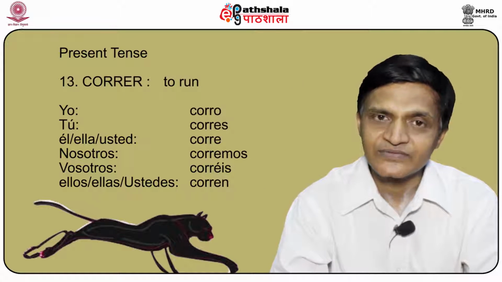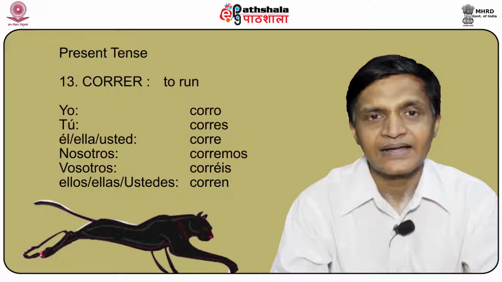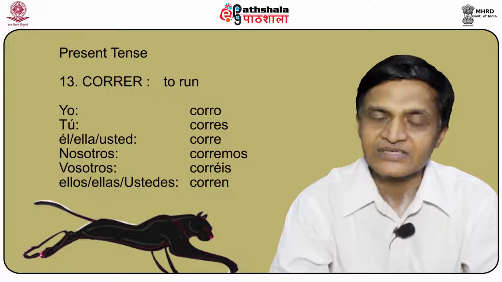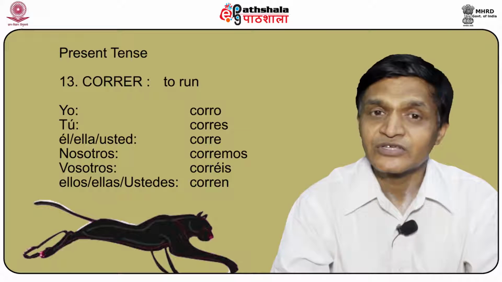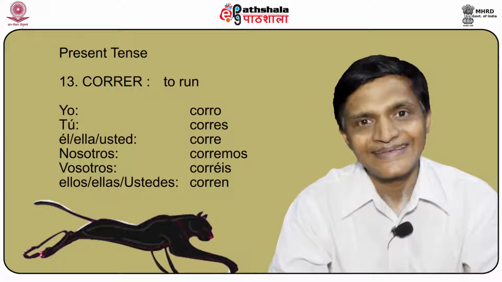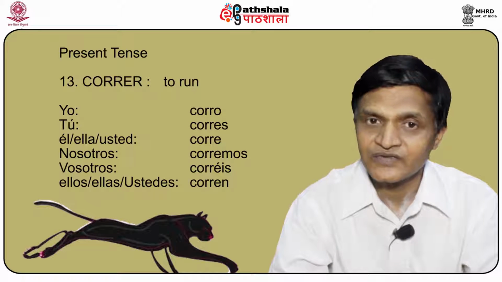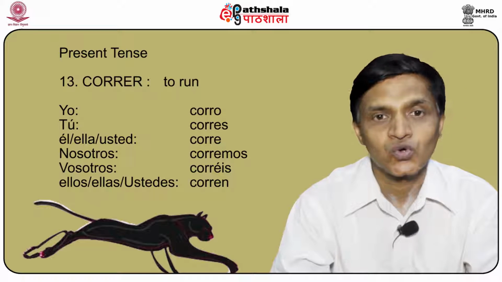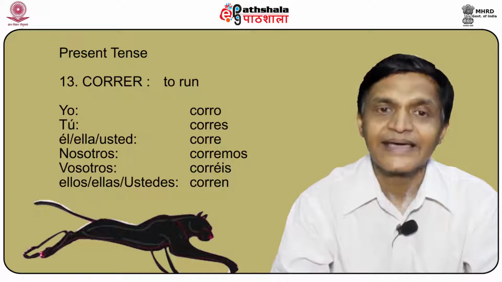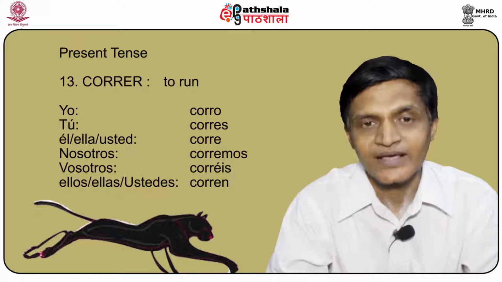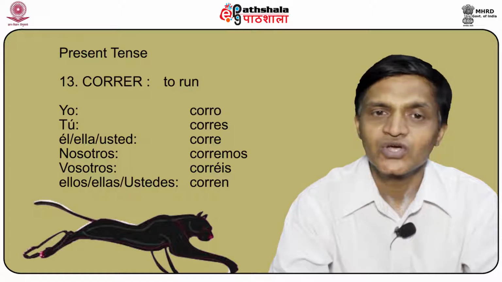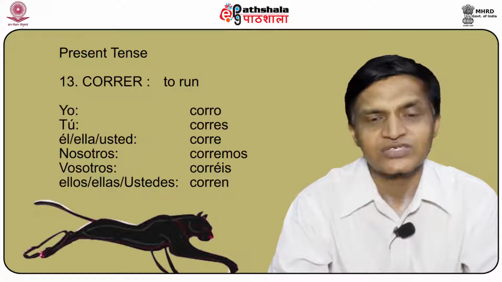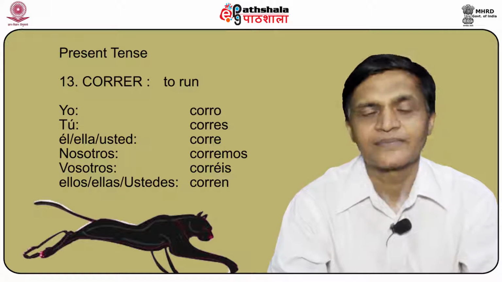Correr is another verb that we're going to be talking about today, and it is also an important verb because it is talking about a physical activity that many of us do. Correr means to run, and it is also an ER ending verb, and it is a regular verb. So the conjugation of correr is yo corro, tú corres, él, ella, usted corre, nosotros corremos, vosotros o vosotras corréis, and ellos, ellas, and ustedes corren.